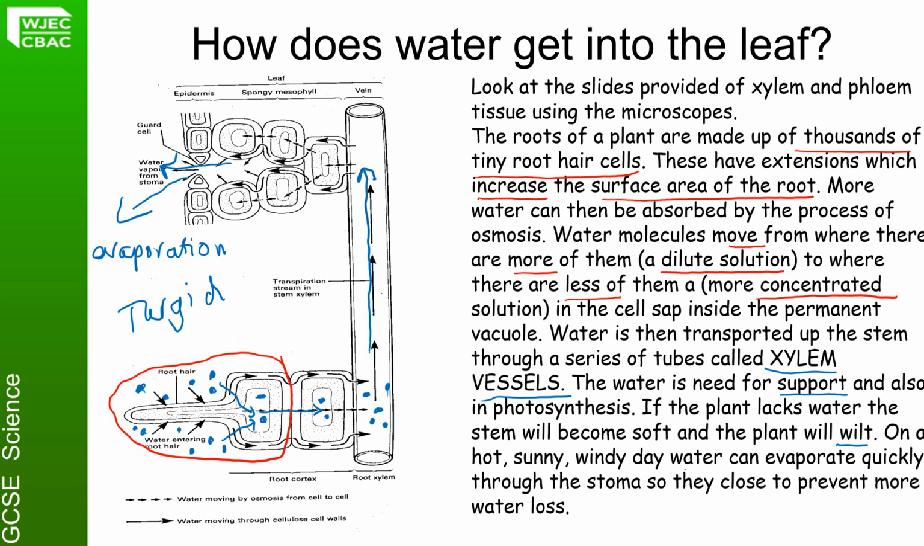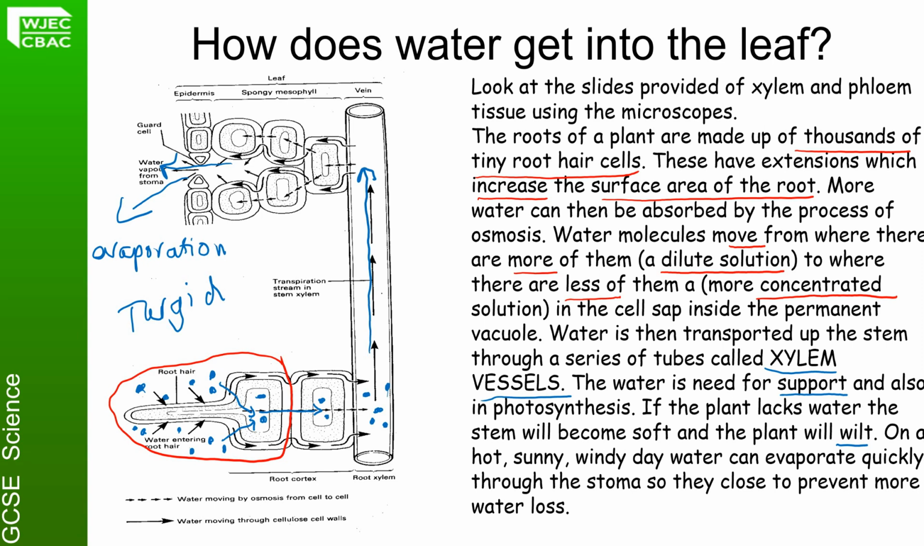And on a hot, sunny, windy day, the water will evaporate out of these little holes much faster. So you have to make sure that you're constantly watering the plants, okay, to allow water to be passing up and keeping those cells rigid.